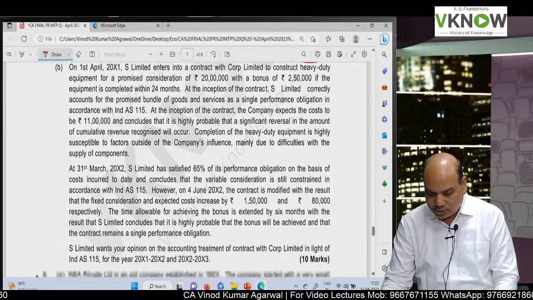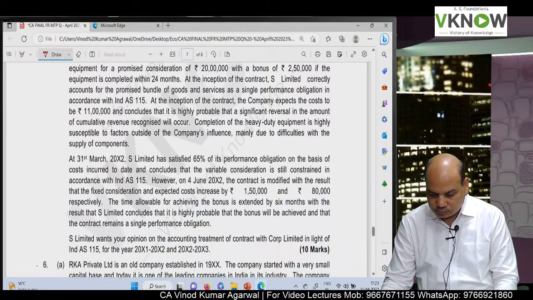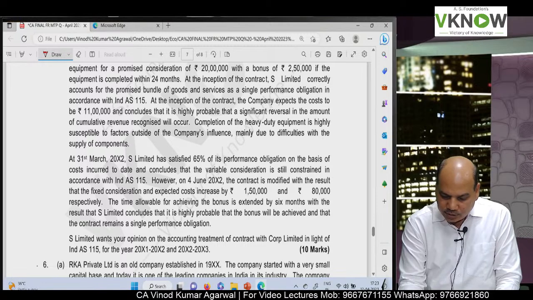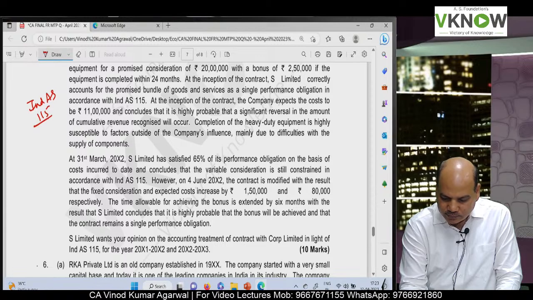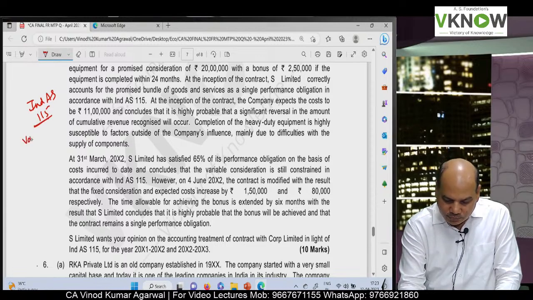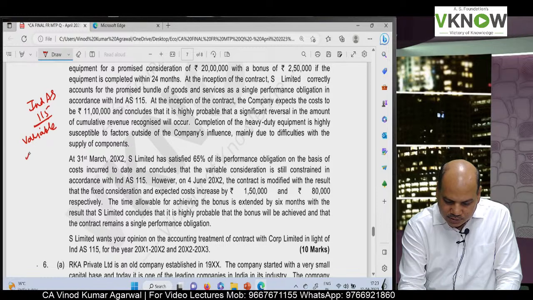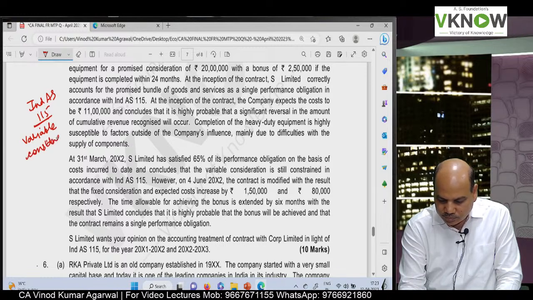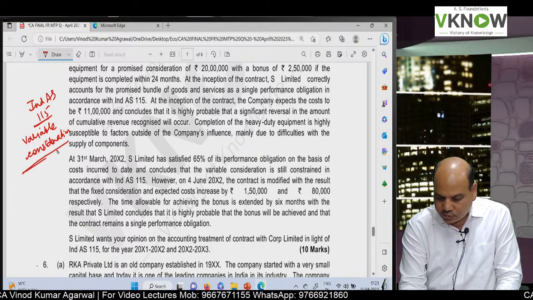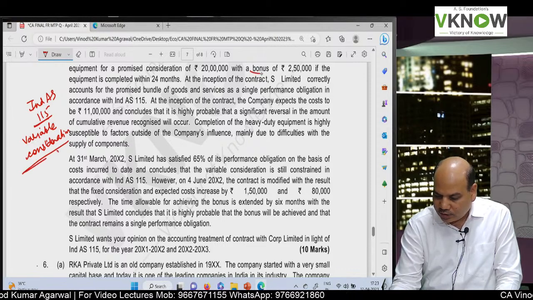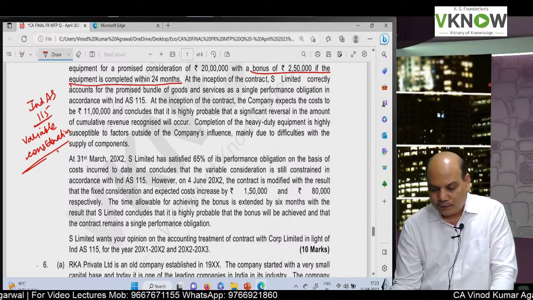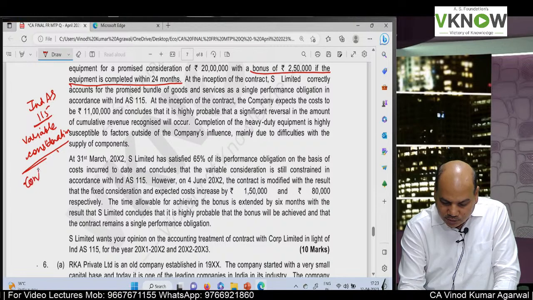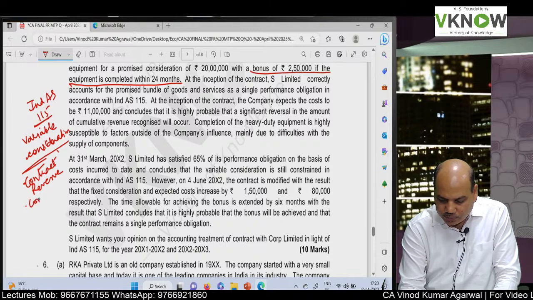Now we'll go to question number 5B. Question number 5B is on Ind AS 115, and this question is based on variable consideration, because this question says this company will get a bonus if the completion is done in 24 months. So this question will require you to calculate contract revenue, contract profit.